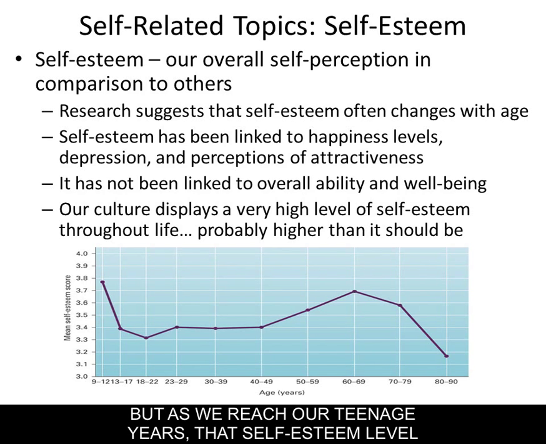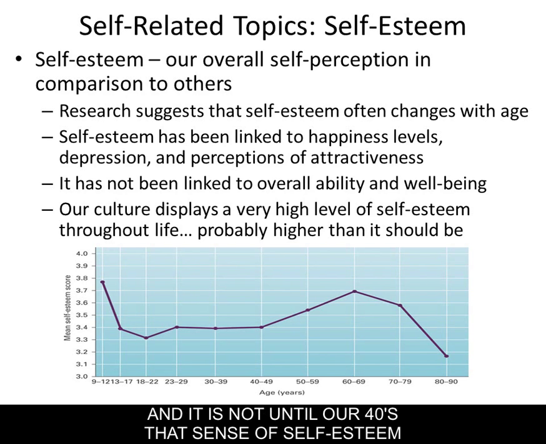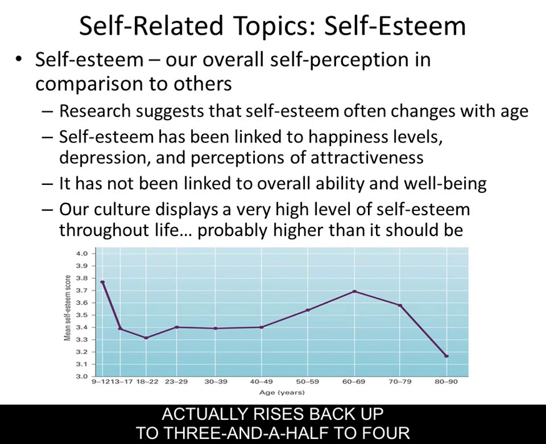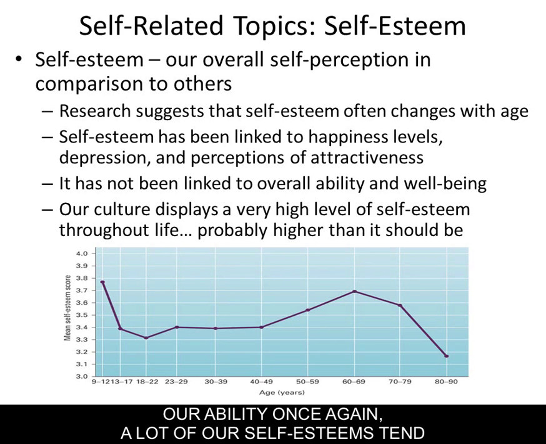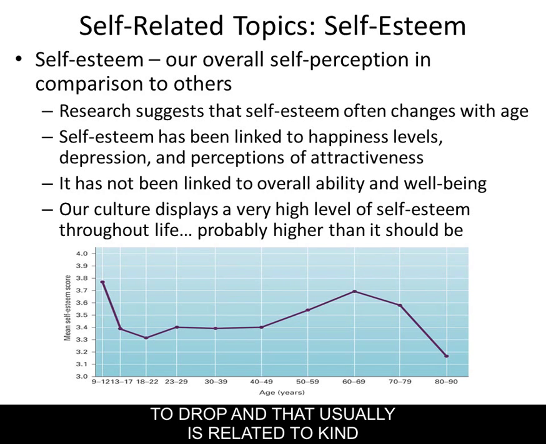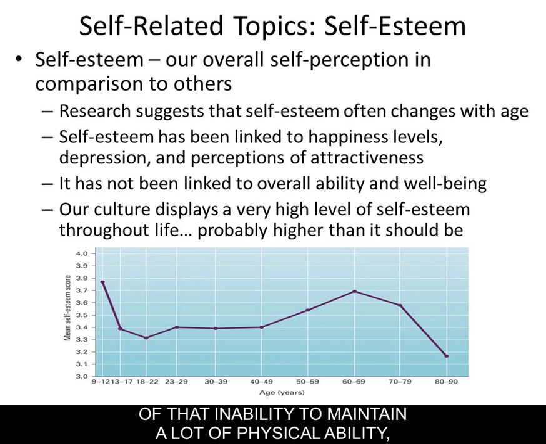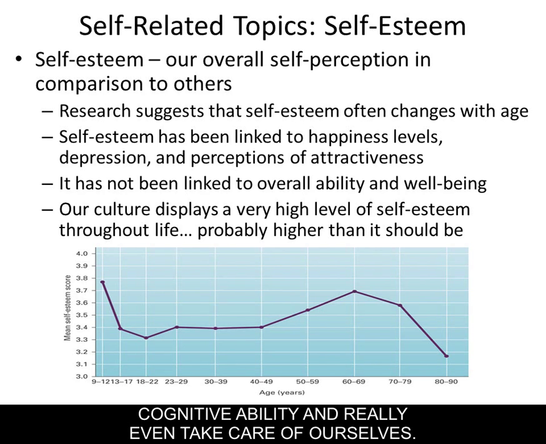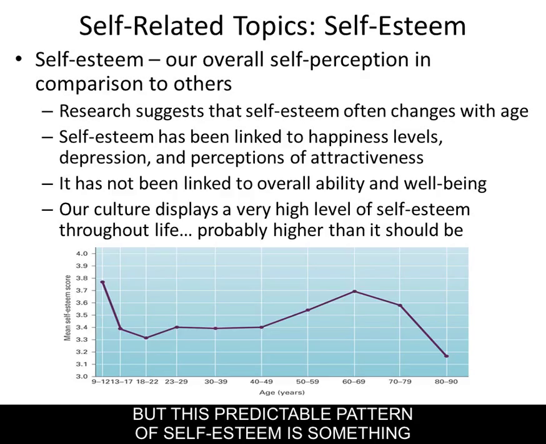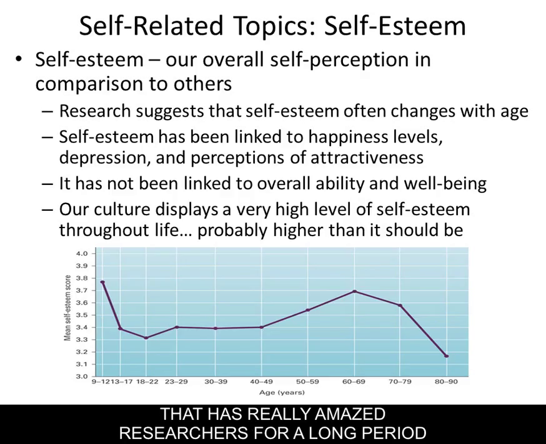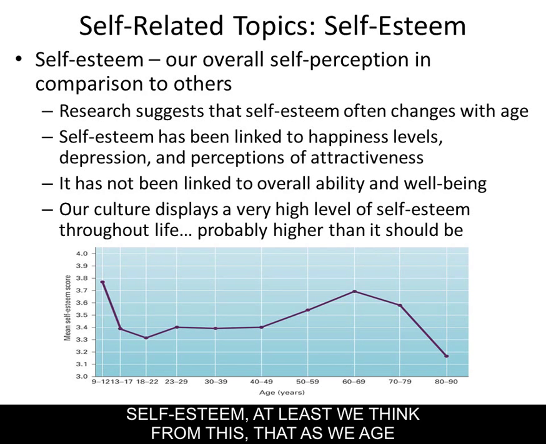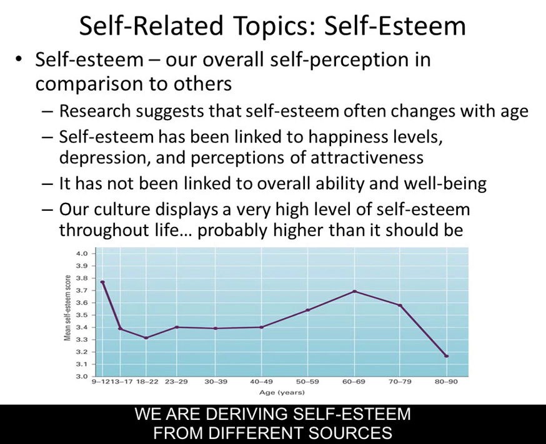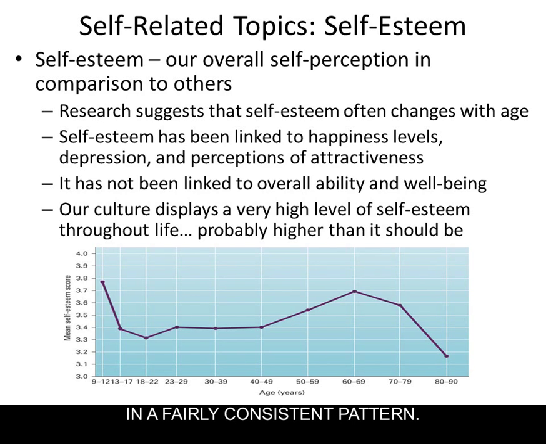But as we reach our teenage years, that self-esteem level drops dramatically. And it's not until our 40s that our sense of self-esteem rises back up to the 3.5 to 4 range on a scale of 1 to 5. And after getting into our later years, where we start to lose our abilities once again, a lot of our self-esteem tends to drop. That is usually related to an inability to maintain physical ability, cognitive ability, and really even take care of ourselves. But this predictable pattern of self-esteem has really amazed researchers for a long time, because we know, or at least we think, that as we age we're deriving self-esteem from different sources, and it's changing the way we look at ourselves in a fairly consistent pattern.